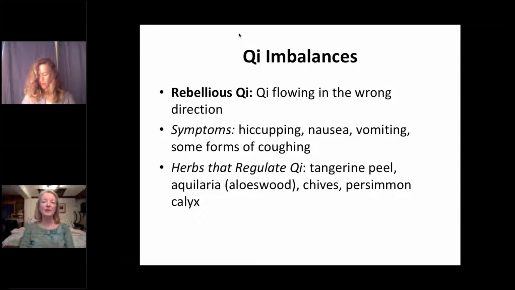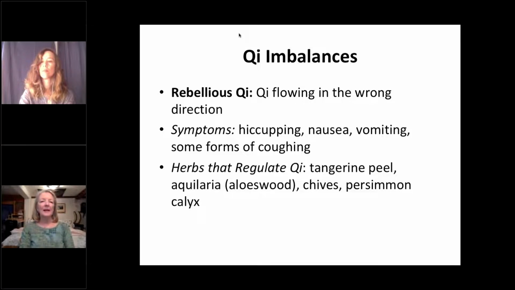The last category of qi imbalances is rebellious qi. This is when qi is strongly going in the wrong direction. So vomiting, nausea, hiccuping. And a lot of the same herbs are used, but they're a little stronger. So Aquilaria, for instance. Yes, tangerine peel, chives, persimmon calyx. A lot of these work really well for these qi imbalances.